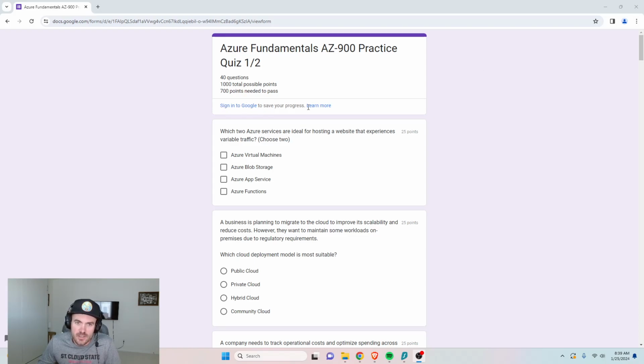As this says here, you can sign in if you would like to save your progress and come back to it. But of course, I recommend just going through it right away, all in one go, so you could imitate what this would actually be like when you're taking the real test. Not the most difficult test, but you still want to be prepared. So let's go ahead and go through this.